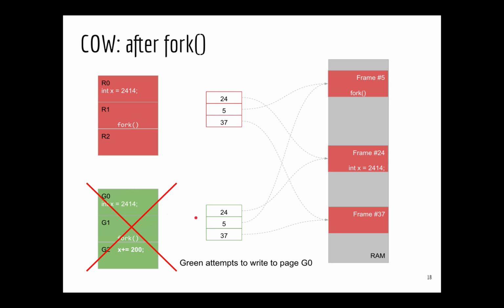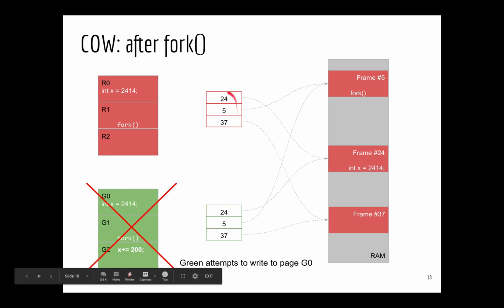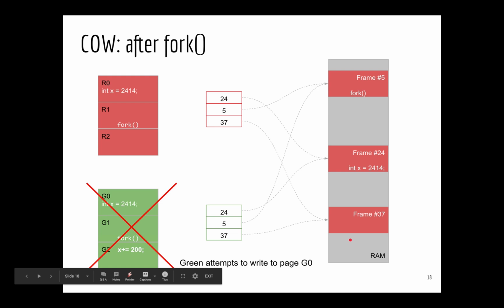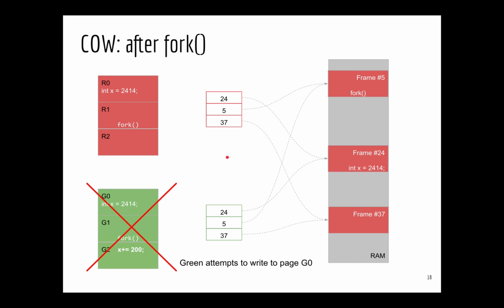Remember, the process control block is just a global table that keeps the information about all the active processes in the system. It will update the process control block by adding a new entry for the green process. And then it will allocate a new page table for green by copying the content of the red page table. And then the operating system will set the protection mode of the 3 frames to read only, which means a write attempt to any of these frames will trigger a memory access violation interrupt. At this point, both processes are essentially sharing the 3 frames.